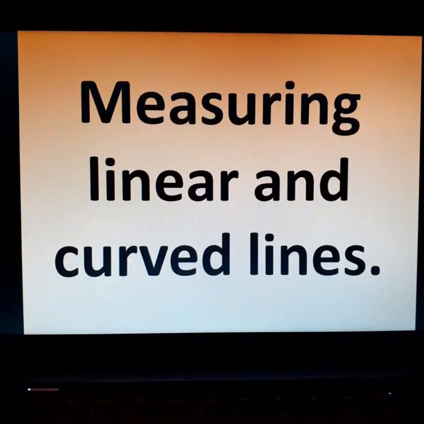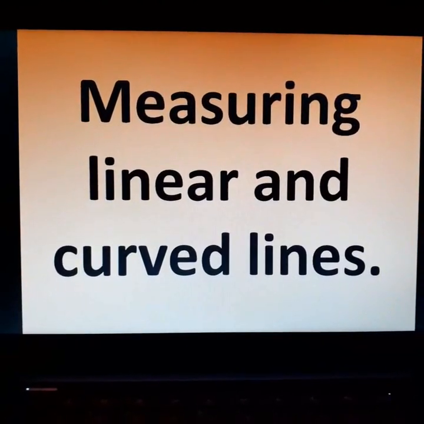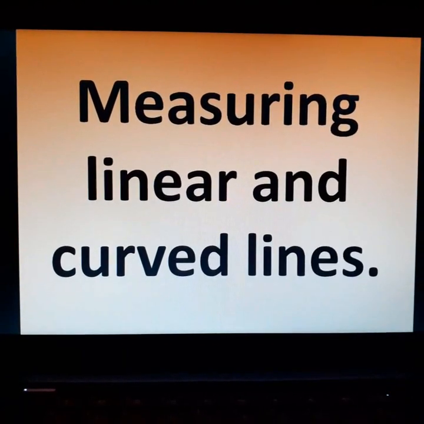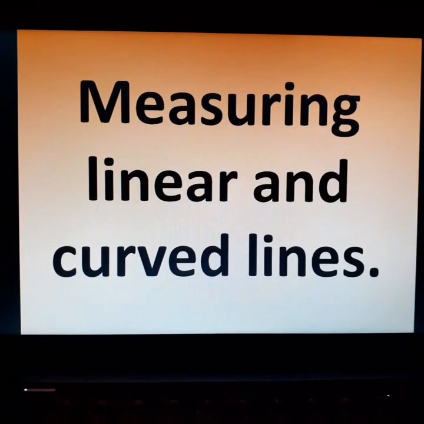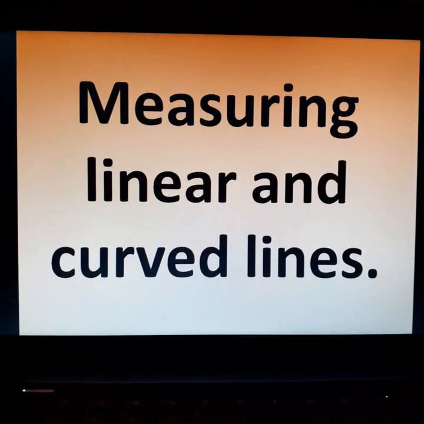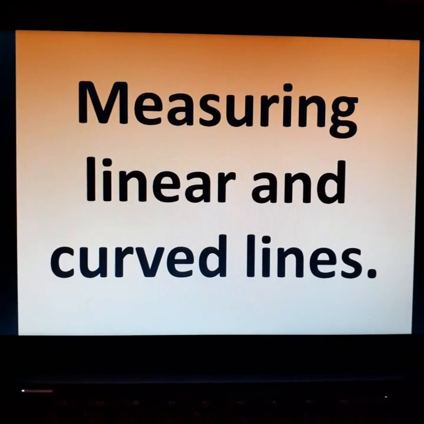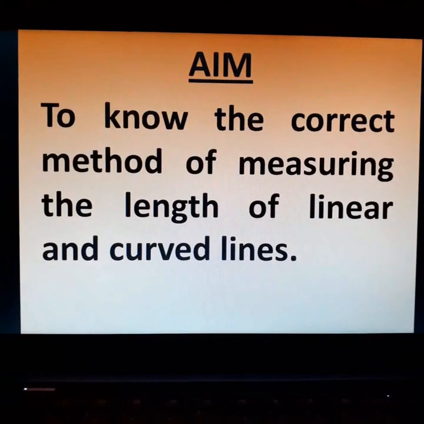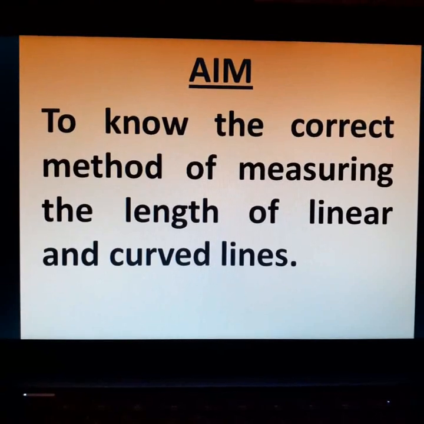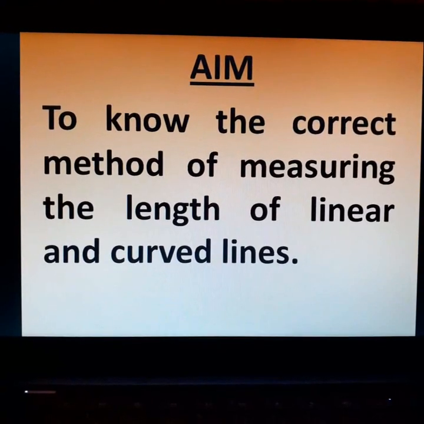For measuring the length of an object, we must choose a suitable measuring tool. Measuring tape is more appropriate for measuring the girth of a tree than using a meter scale. We use small rulers to measure the length of small objects like a pencil. So today our aim is to know the correct method of measuring the length of linear and curved lines.